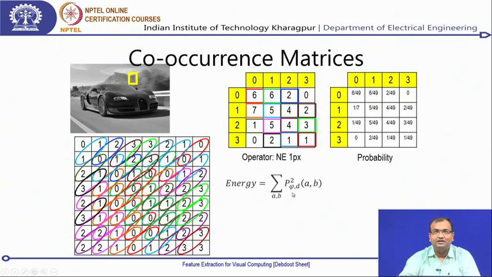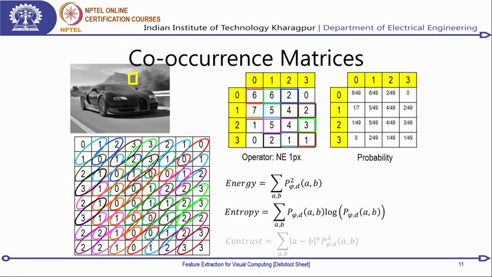From this probability matrix, I can find out the energy of co-occurrence, I can find out the entropy of co-occurrence, and I can find out something defined as the contrast from my co-occurrence matrix. These are the features which are used subsequently for describing a small part of an image.